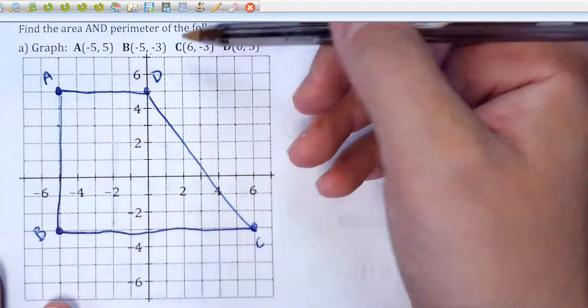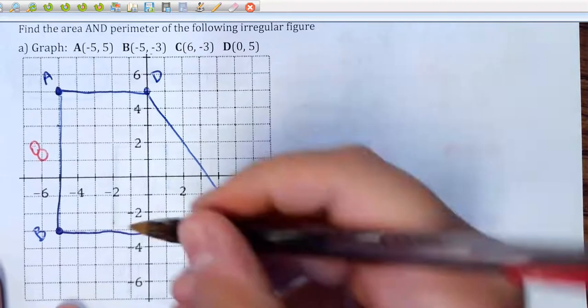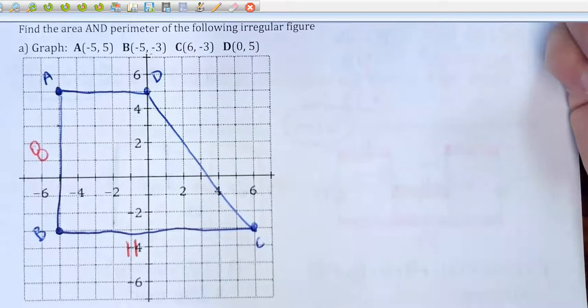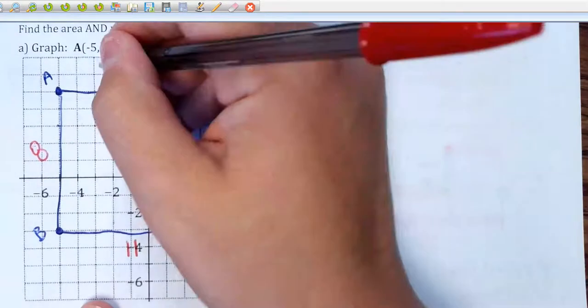So from A to B, this is going to be 8. From B to C is going to be 11 across the bottom here. D to C, we're going to have to figure that out in a second because that's a diagonal line. And then from A to D, what I have there is going to be 5.